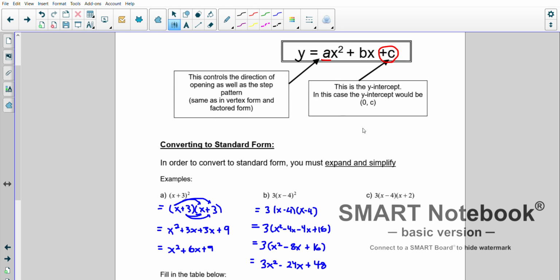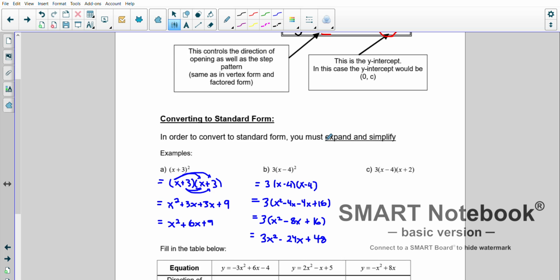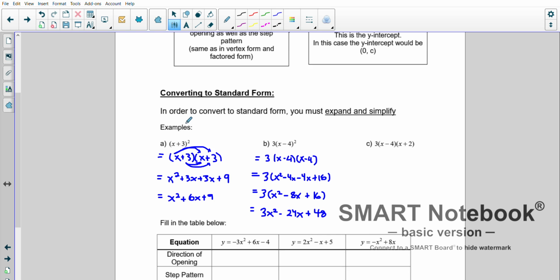So, now what we're going to do is we're going to start converting from form to form. Going from factored form to standard form is actually pretty easy. It's when later in the unit, when we try to go the other way, that'll be a little more difficult. And the way you do this is by expanding and simplifying, and that's why we had to learn how to do that binomial multiplication in the last lesson.